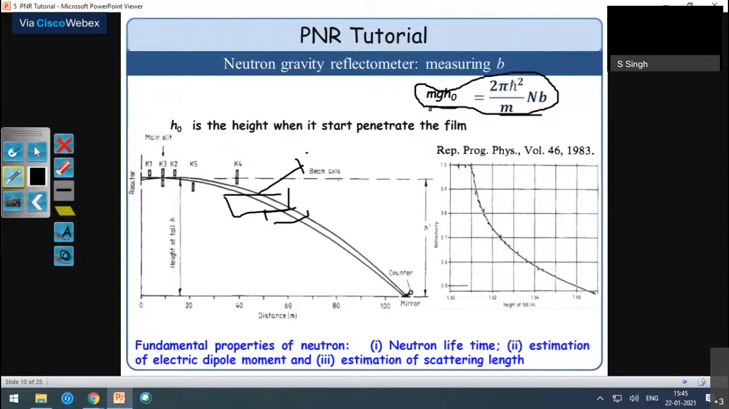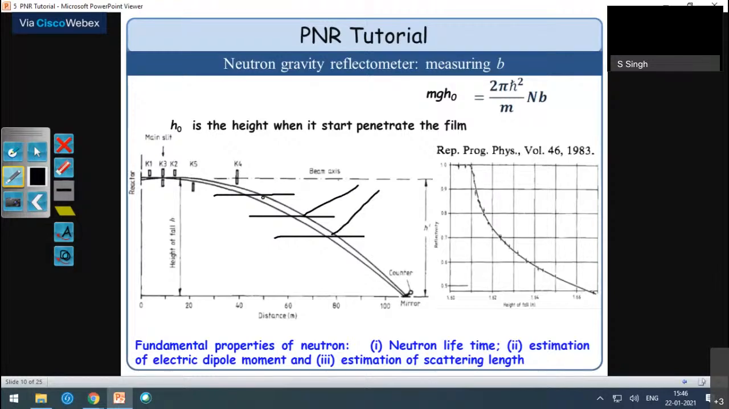From these conditions, you will get this H0. H0 is the minimum height at which the neutron starts penetrating the surface of your sample, which you put at different heights. Up to H0, neutrons are reflected back. This is below the critical angle, where everything falling on the sample is reflecting. This is like a condition of external reflection.